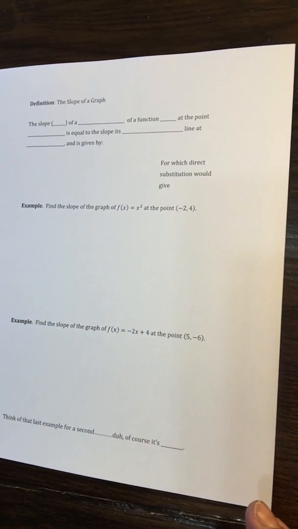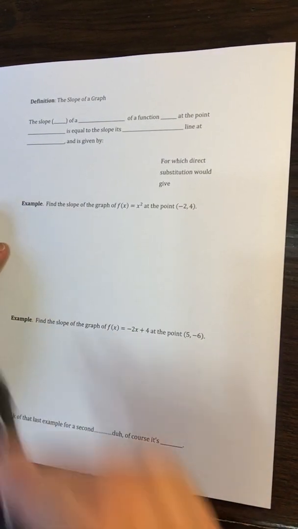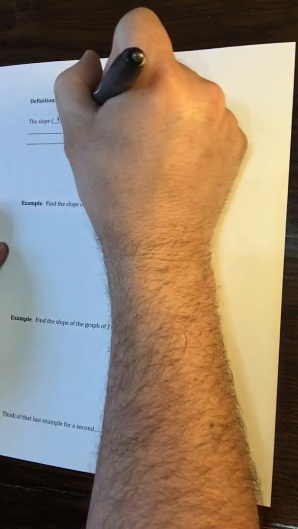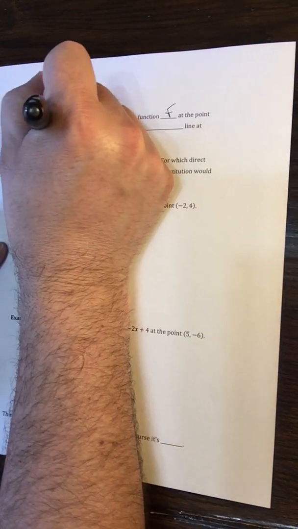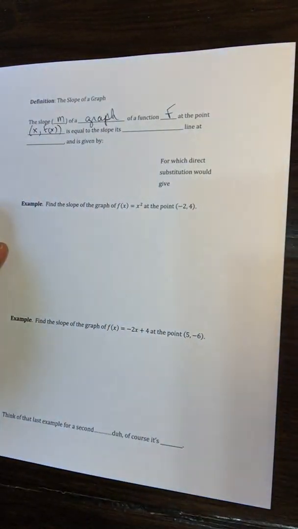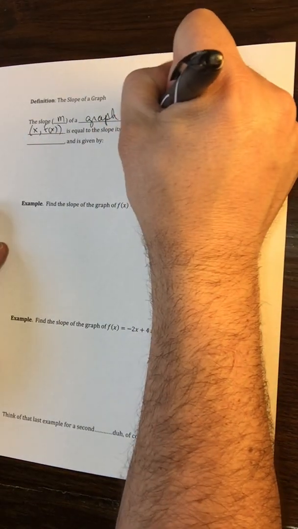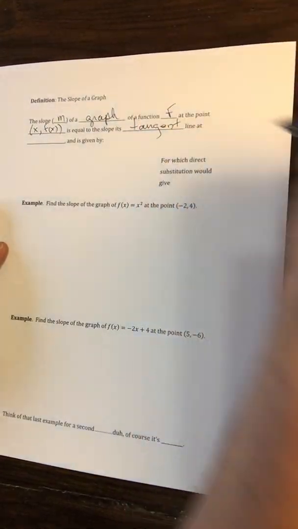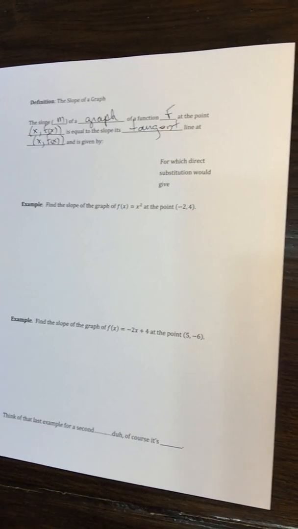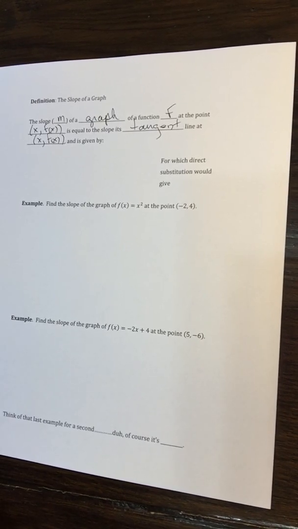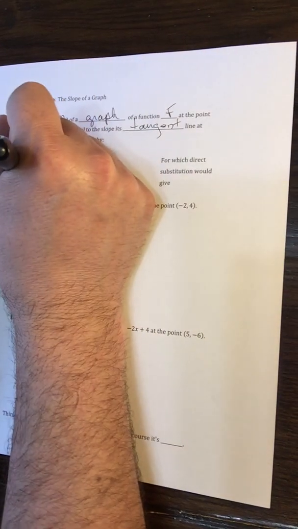Okay, the slope of a graph. Here we go. The slope m of a graph of a function f at a point x comma f of x is equal to the slope of its tangent line where it's tangent at the point x, f of x. Okay, so that's the story we've been telling for 4 pages now. The slope of a graph is basically the slope of that tangent line at that point. And it goes like this.